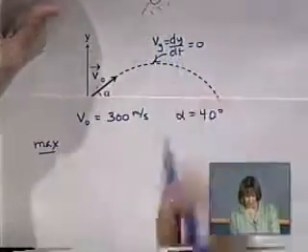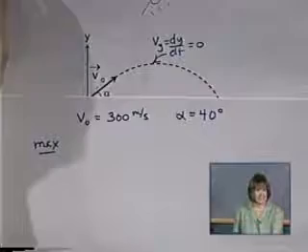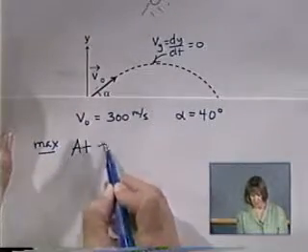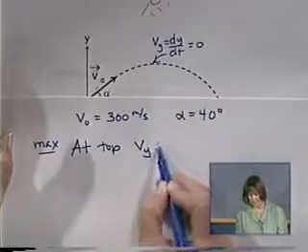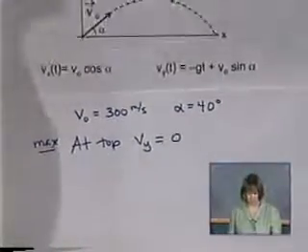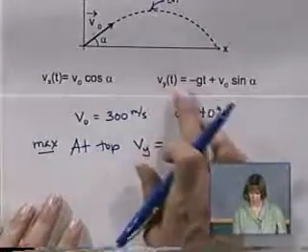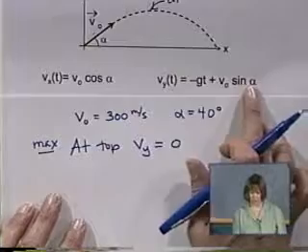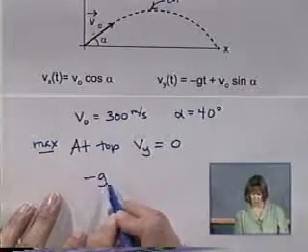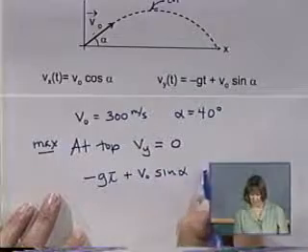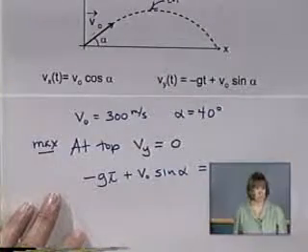It's going to be 0. And that's your velocity in the y direction, right? dy dt is your velocity in the y direction. So at the top, your velocity in the y direction is 0. So I would say this is 0. My velocity in the y direction at the top is 0. So minus gt plus v naught sine alpha is 0.